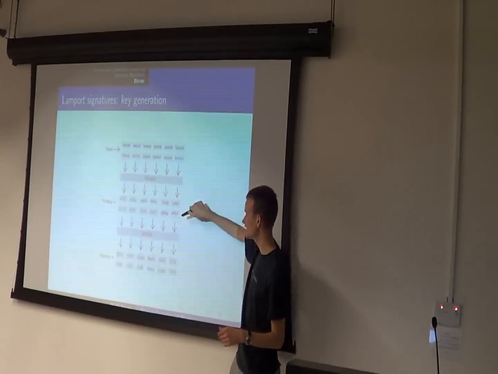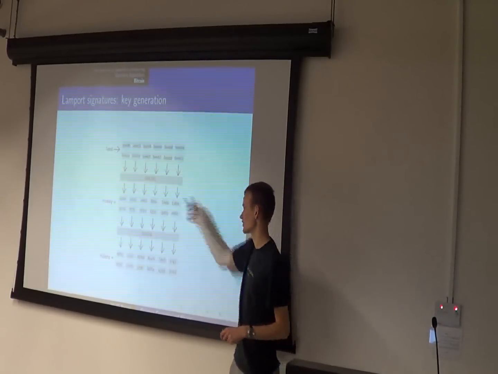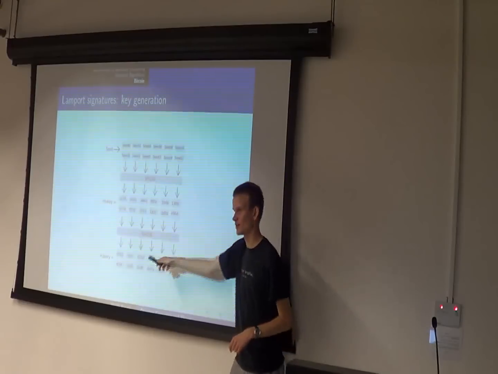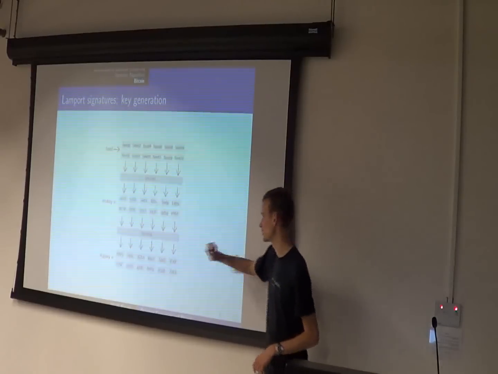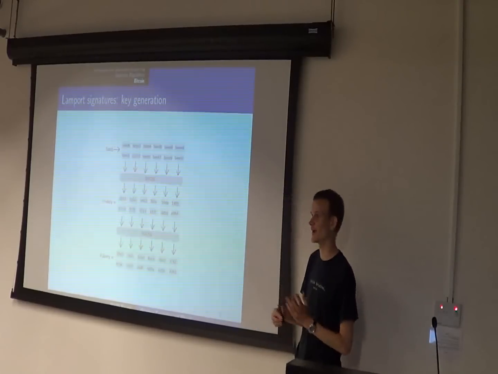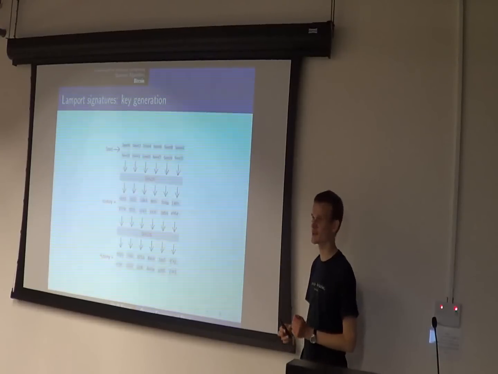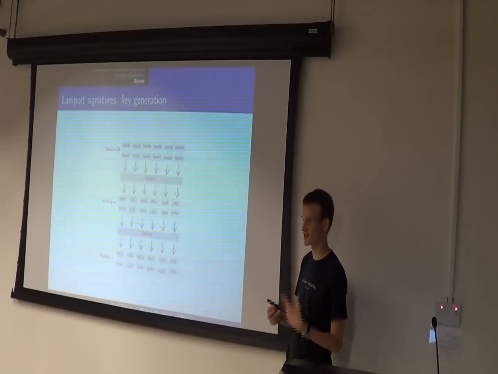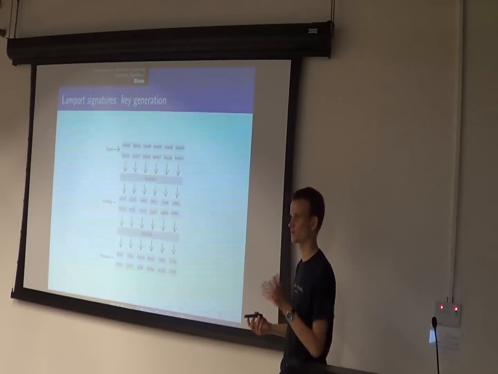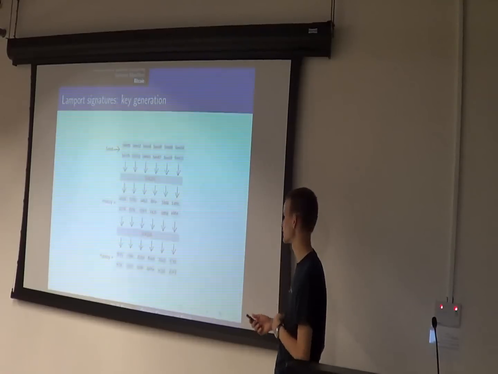This is your private key. So you have 160 times 2 hashes. And then you hash everything there again, and that's going to be your public key. So your public key will be basically 320 hashes. And these will probably be hash 160s, so that it provides you with the 2^80 level of security.